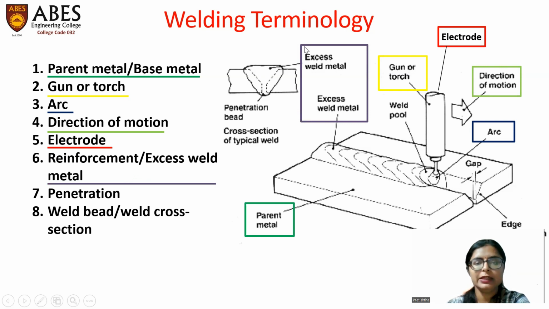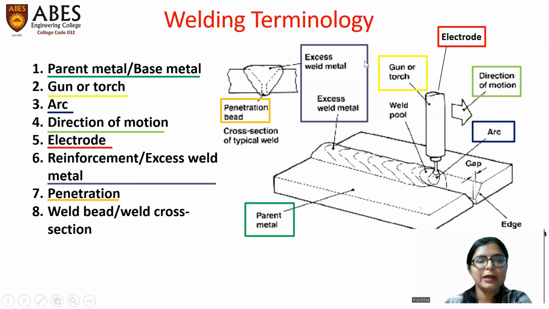Reinforcement or excess weld material. For reinforcement and excess weld material, we can refer this figure. Ideally, the weld metal should be deposited up to this depth, till this depth. But practically it is not possible. So there is some irregular surface above this line. So that material above this line is termed as what? Excess weld material or reinforcement.